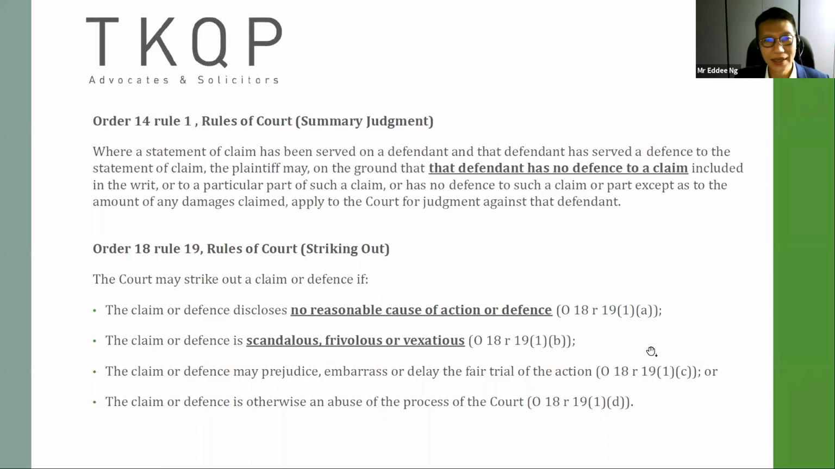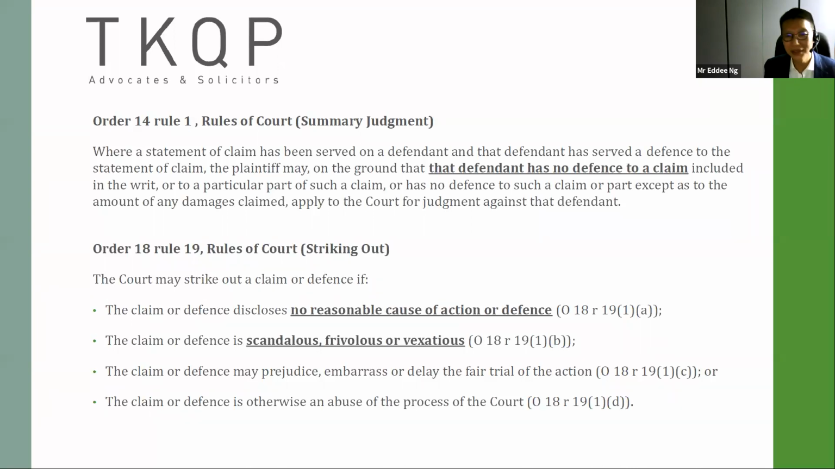I've taken this from the Singapore Rules of Court, but these rules are actually very similar in the UK and somewhat similar in Australia. What we see here are first of all two rules. The first rule relates to what we call summary judgment. That is Order 14, Rule 1, and is used in a situation where a defendant has no defense to a claim. And secondly, we see Order 18, Rule 19, which is really an order for a party to strike out a claim or a defense when there's no reasonable cause of action.